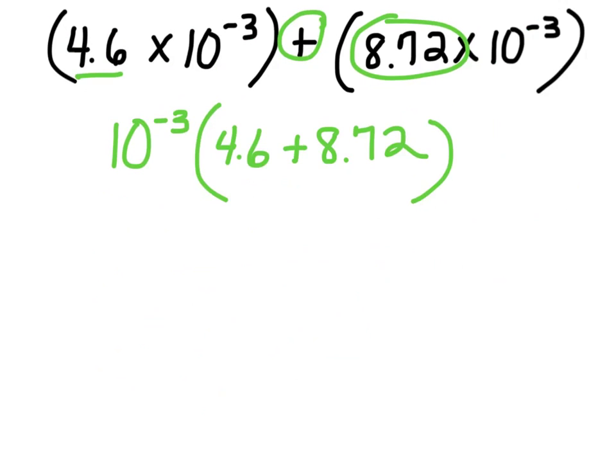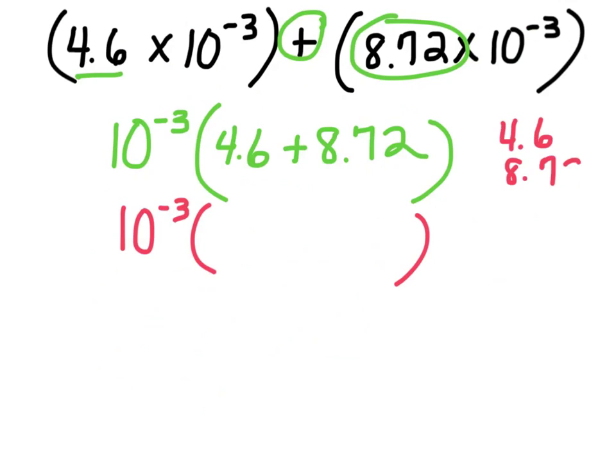Now again, I just want to show you, this works because if I distributed this, it says 10 to the negative third times 4.6. That's right there. And then 10 to the negative third times 8.72. That's up there. Now what you can do is work out inside the parentheses. I'm going to do 4.6 plus 8.72. Got to line up the decimals when you add. I can put a 0 there. So it looks like it ends up being 13.32.